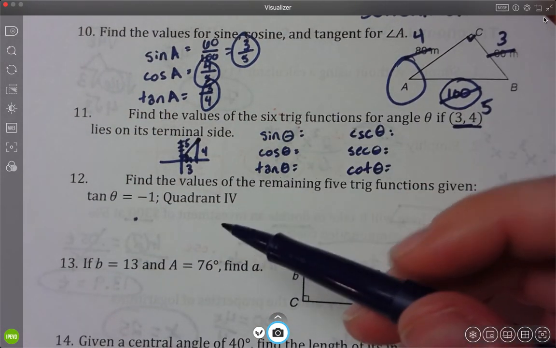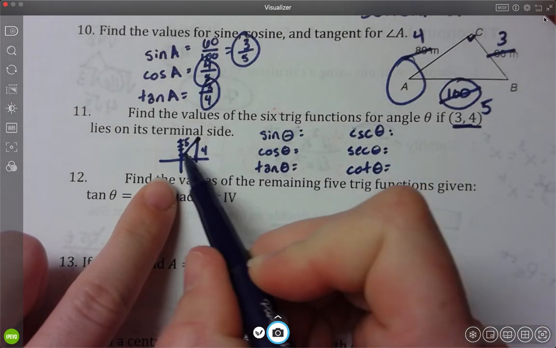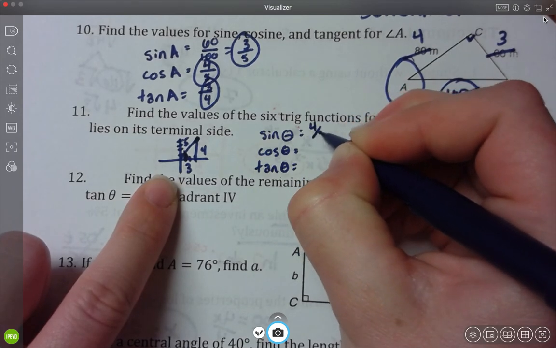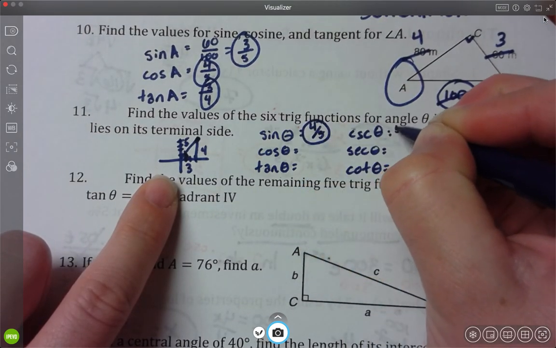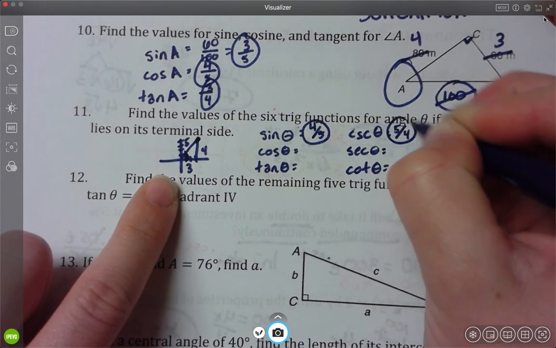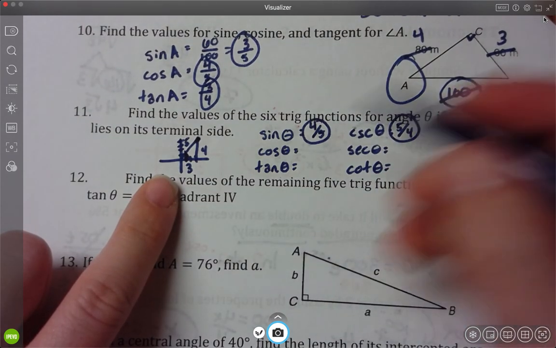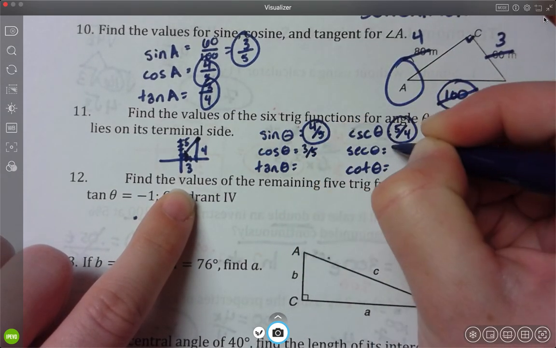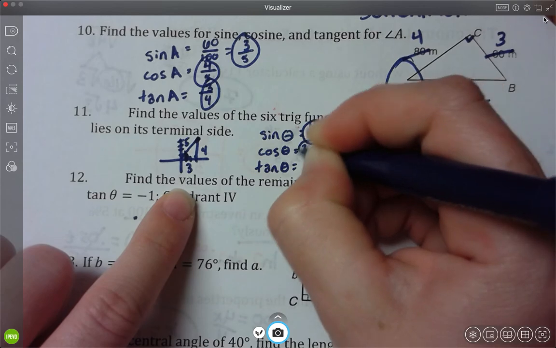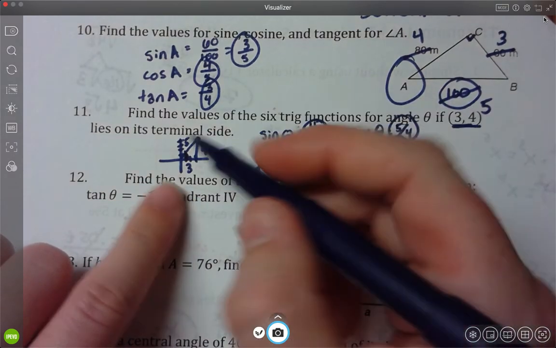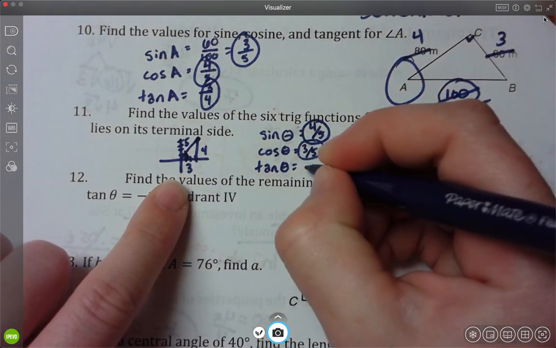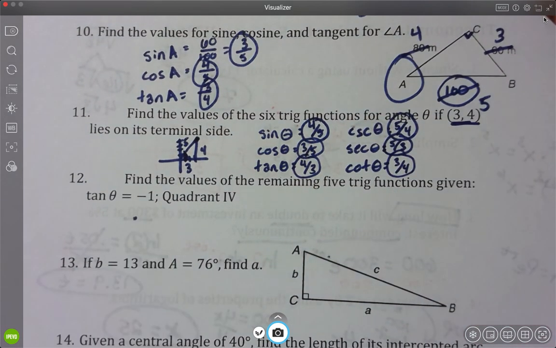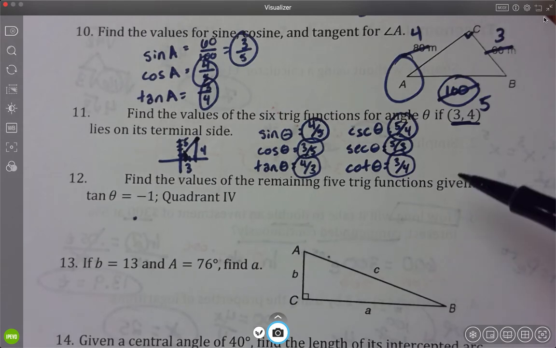So we can use SOHCAHTOA again because we have a right triangle. Sine of this angle is opposite over hypotenuse, so that is going to be 4/5. I'm going to go ahead and do cosecant at the same time, which is 5/4. You just flip him around. Cosine is adjacent over hypotenuse, so that would be 3/5 and 5/3. That's what both of those are. And then tangent is opposite over adjacent, so 4/3, or 3/4 for cotangent. So not too bad, pretty easy now.